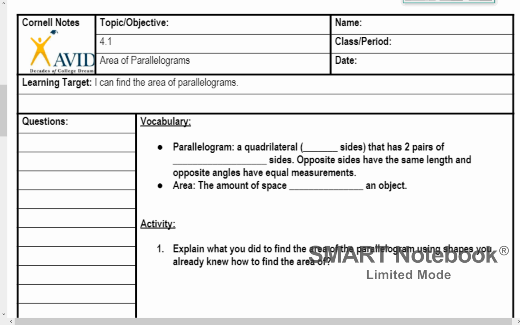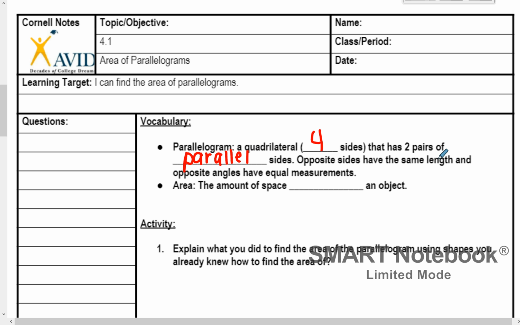Today we're going to learn how to find the area of a parallelogram. First, we're going to start off by talking about what the definition of a parallelogram is. What is it? A quadrilateral, and what quadrilateral means is that it has four sides. A parallelogram has four sides with two pairs of parallel sides. I'll draw a picture of what this looks like in a minute.